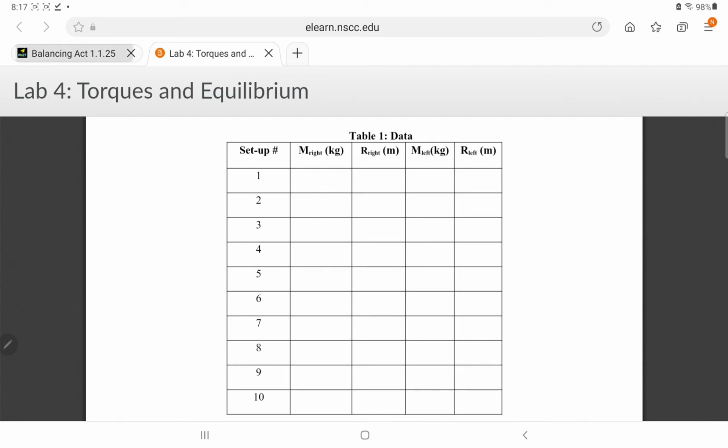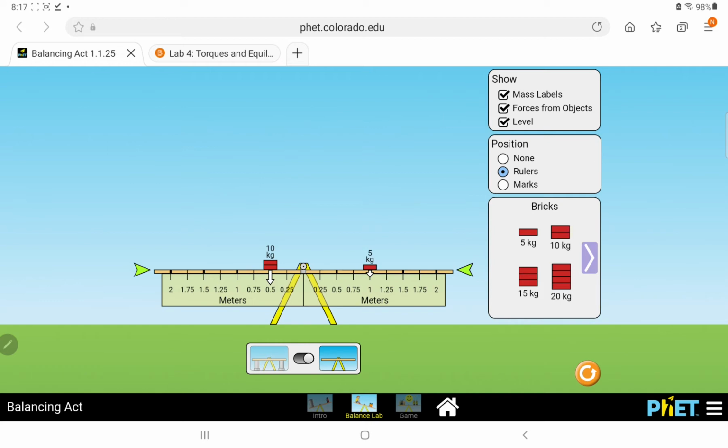Let me go back and measure the distance from the center. Look at here. This is the central point, which is 0. Starting from here, it is in meters: 0.25 meter, 0.5 meter, and it is exactly at 1 meter, right? So the right is 1 meter. The length from the center to the right is 1 meter.